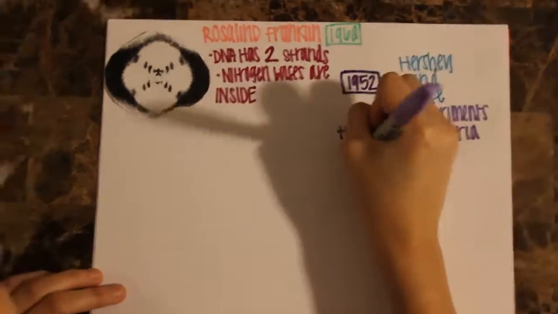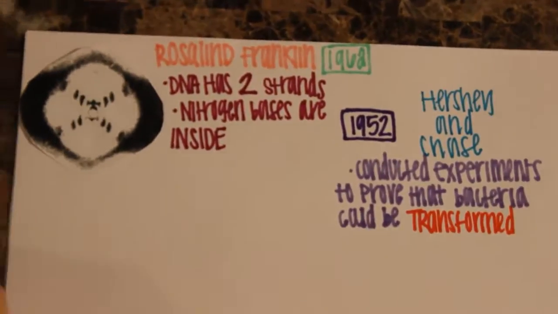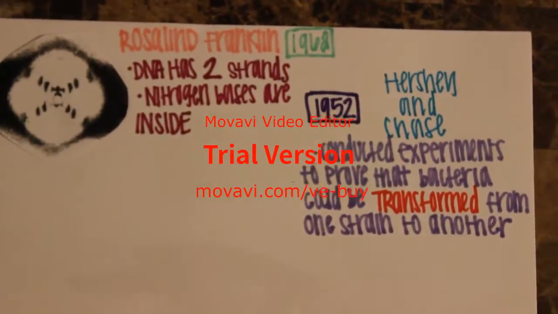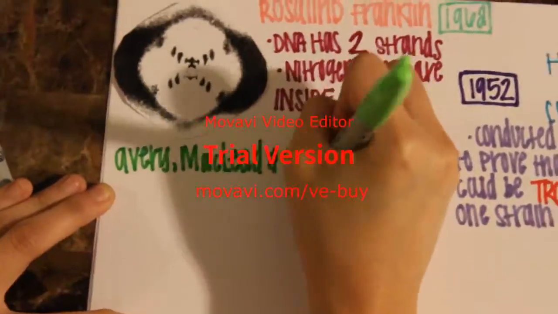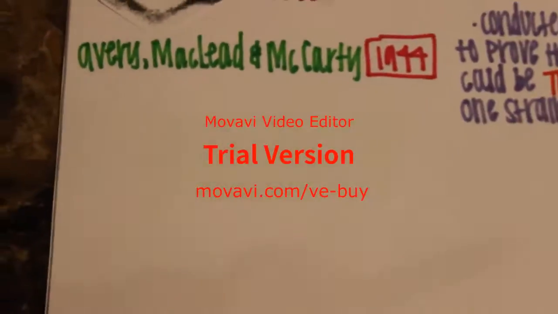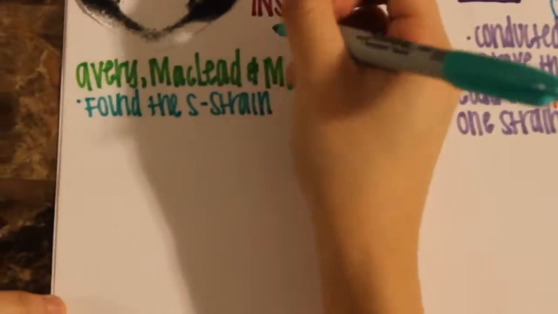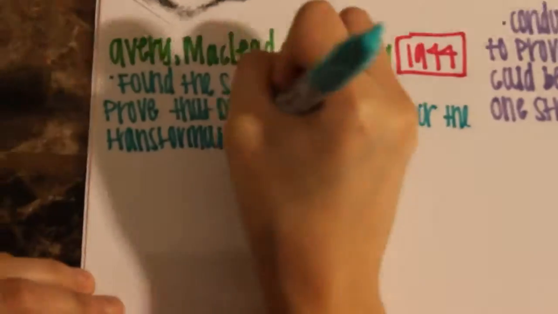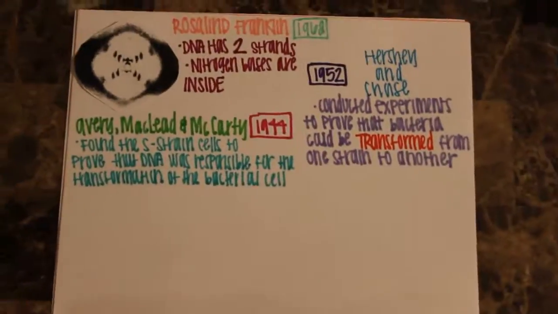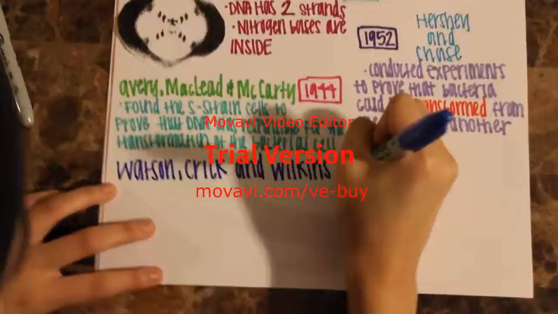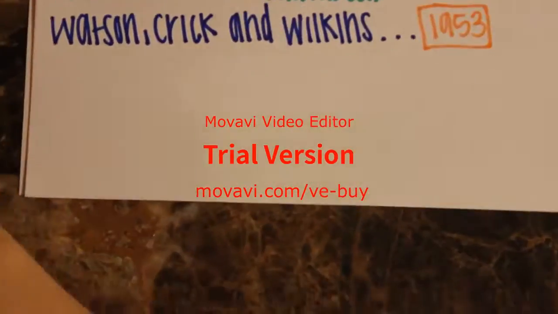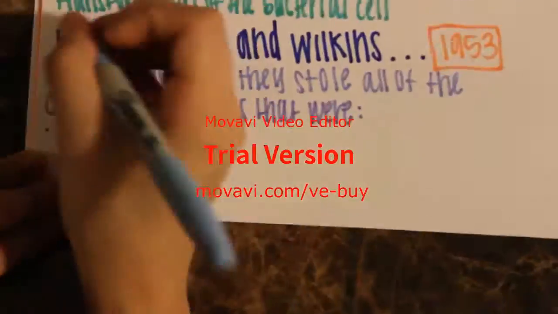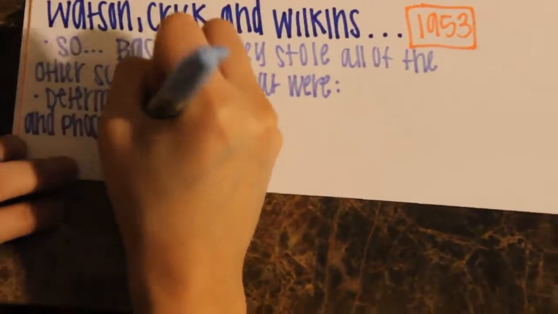background and history of DNA. The history of DNA really starts off with a series of experiments and discoveries. Rosalind Franklin was the first woman to really be known. She is very known for discovering that DNA has 2 strands and nitrogen bases are inside the DNA helix, and that sugar phosphate is actually outside instead of the inside.